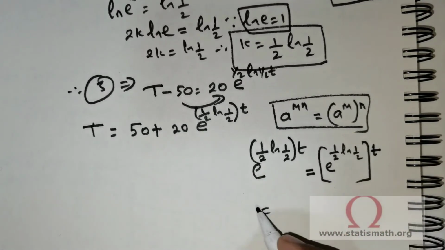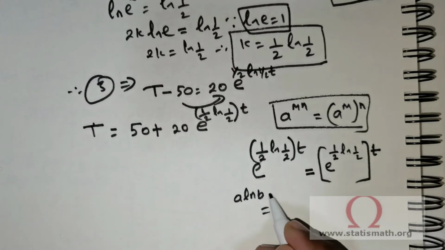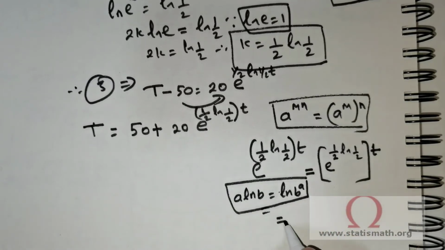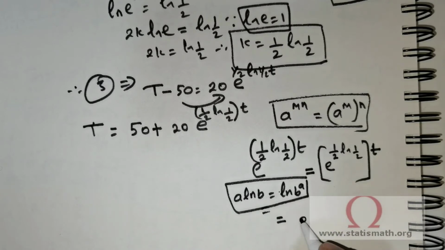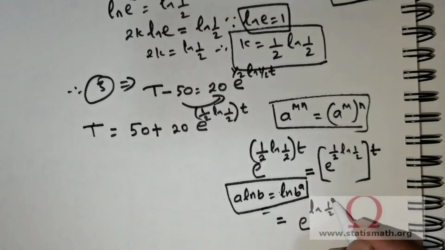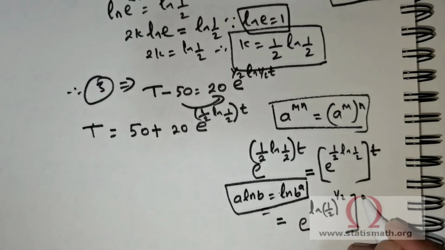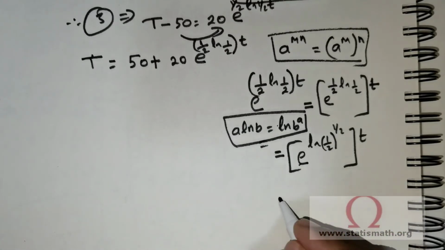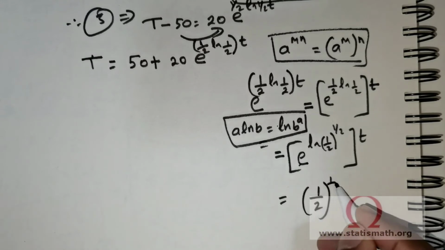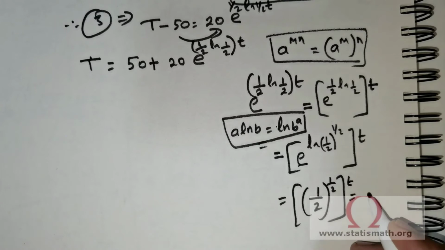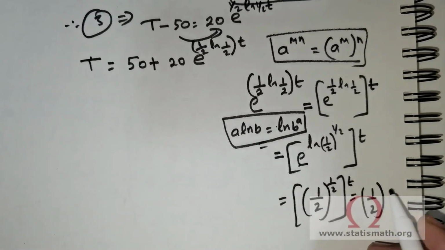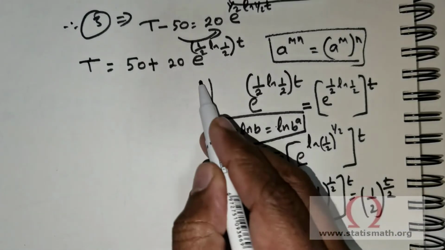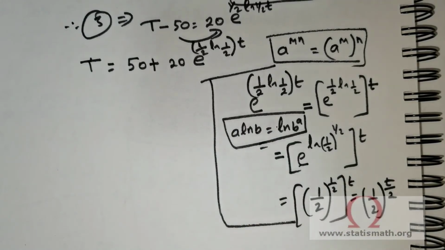Now you have to know that if I have a times ln b, I can write this as ln b raised to the power a. So this is equal to e raised to the power ln 1 over 2 raised to the power 1 over 2, of course this entire thing is raised to the power t. Okay. Now, you should know that e and ln get cancelled. So, when they get cancelled, this is going to be 1 over 2 raised to the power 1 over 2, which is raised to the power t, which can be rewritten as 1 over 2 raised to the power of t over 2.